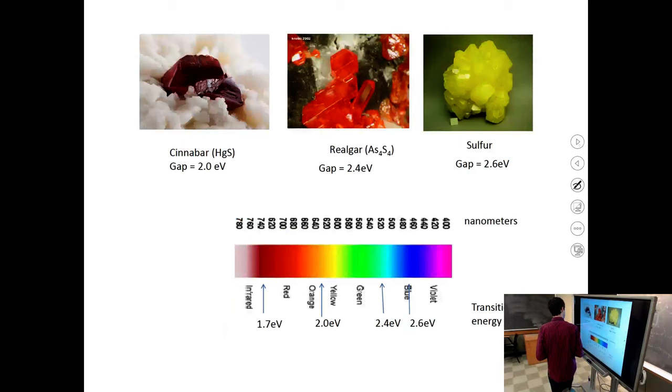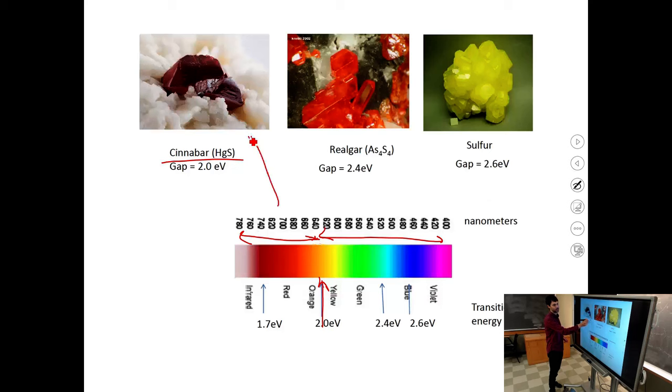So these crystals have different colors, and we can now understand why, based on their band gap. So, for example, this one, cinnabar, sounds like a cinnamon bar, I don't know. But it's not so tasty, mercury sulfide. The gap is 2 electron volts, so it puts us right here. It means that all the photons here can be absorbed. And all the photons on the red side go through. So all the photons higher than the band gap get absorbed, and these go through. And that's why it has this deep red color.